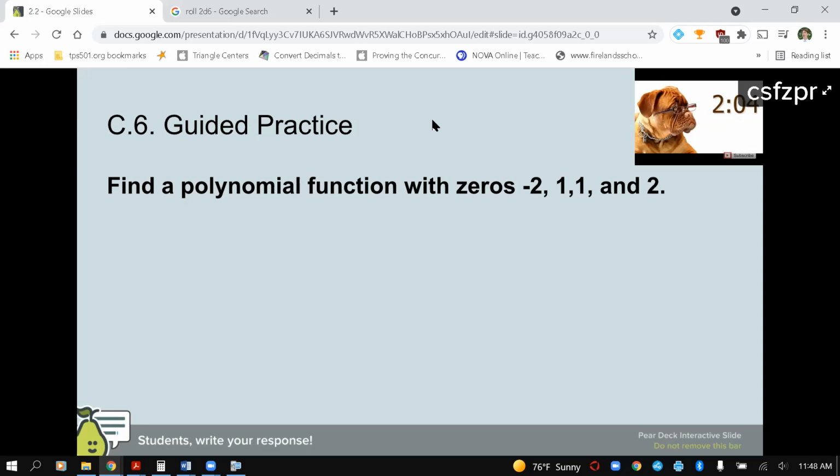Does anyone need more time? Okay. I don't think we're going to have time for the example, but that's okay. I'll make the example bell work. That's fair. All right, this will be the last thing we do.